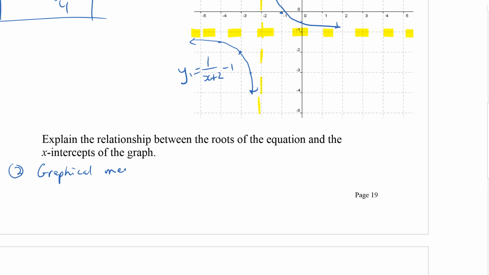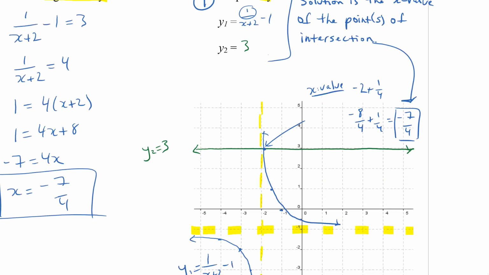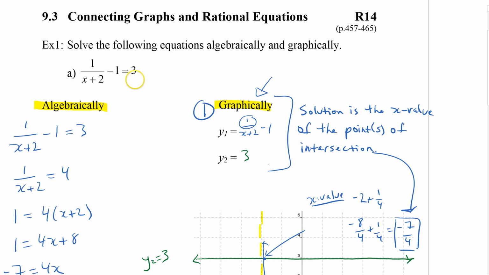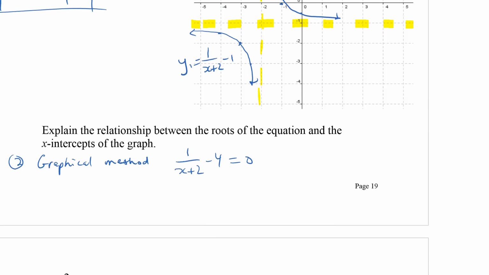and we've done this earlier in the course, which is to equate this whole thing to 0. So it'd be 1 over x plus 2 minus 4 is equal to 0. Looking at my original one, if I was to subtract 3 from both sides and turn this into a 0, then I would get a -4 instead of that -1. And then to turn this into a function, y is equal to 1 over x plus 2 minus 4, and now I would just graph this function.